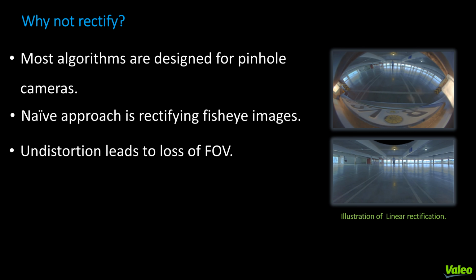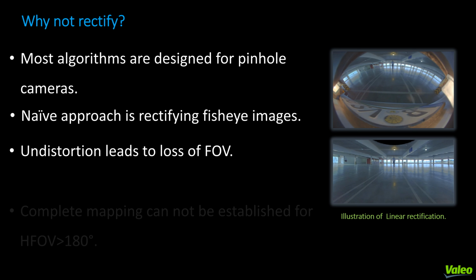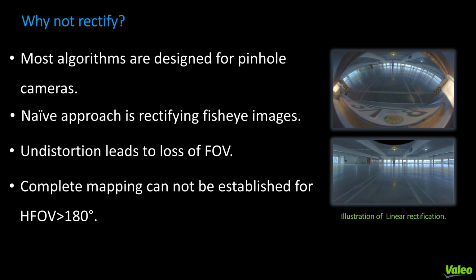Removing distortion leads to a significant loss in field of view, which can be seen in the figure where linear rectification is applied on fisheye images. For a horizontal field of view greater than 180 degrees, there are rays incident from behind the camera, making it theoretically impossible to establish a complete mapping to a rectilinear viewport. Thus, the rectification defeats the purpose of using a wide-angle fisheye lens.